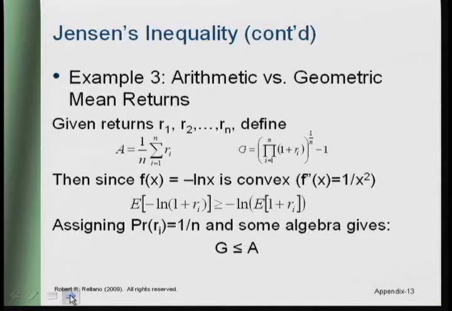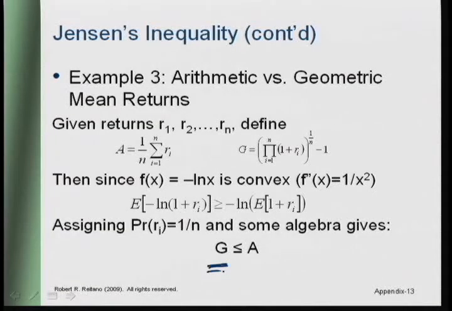Another example is arithmetic-geometric means. This comes up in various applications, say if you have monthly returns in an investment fund, and you look at the average return, and then you look at the compound return. Well, G is the compound return. It's the return you get from the beginning to the end of the period. A is the average of the returns. The arithmetic-geometric mean inequality says that the geometric mean is never bigger than the arithmetic.